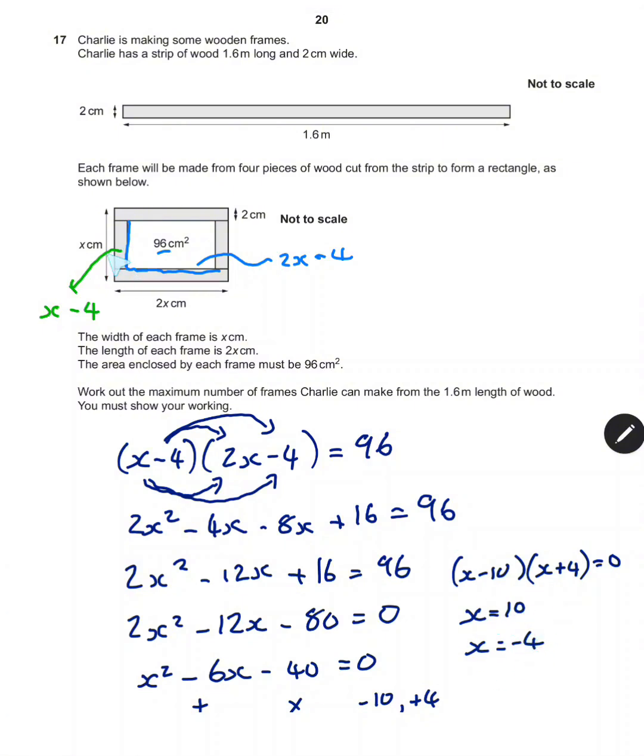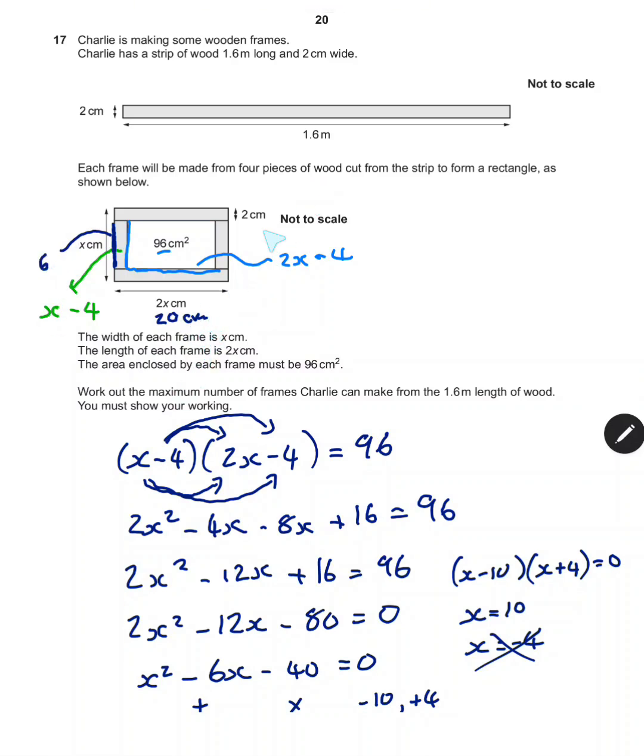However, x can't be minus 4 because this is a length. So we can't have a negative length. So although that's correct in terms of maths, it's no good for this question. My x has to be 10. What I can do now is transfer that back onto my original diagram. If x is 10, then these are 20 centimeters wide, these frames. I also need this measurement. So x is 10, that measurement there is 6.